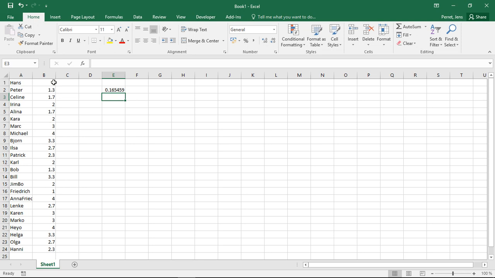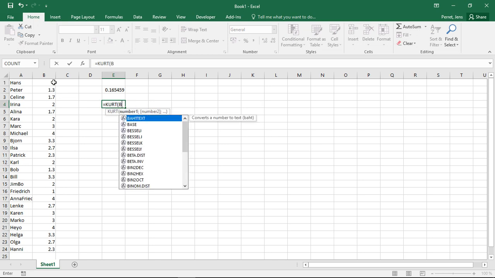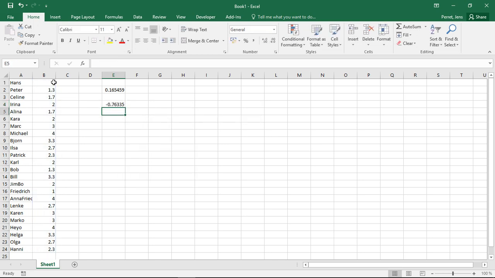Then the next part is the so-called kurtosis. With kurtosis, first off, we can access it with the function kurt. With the kurtosis, we are asking whether the values are actually closer to the mean or more evenly distributed. So more or less, in other words, is the data set more heterogeneous or more homogeneous?